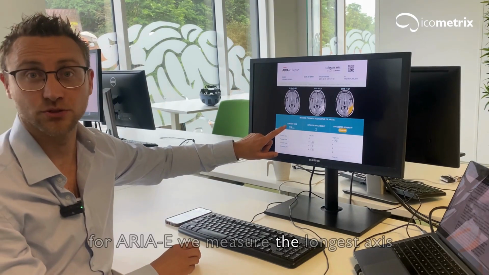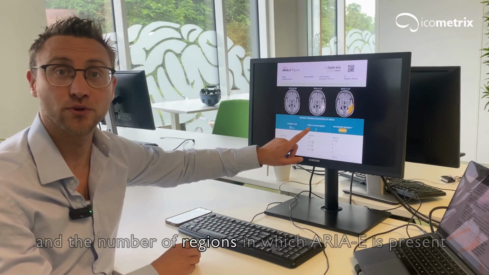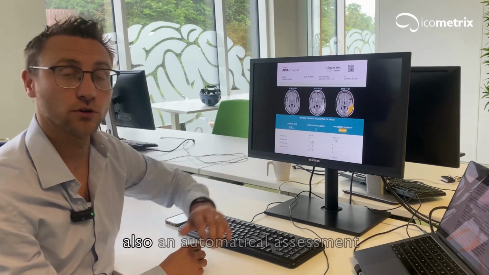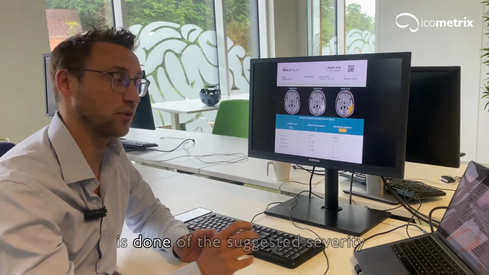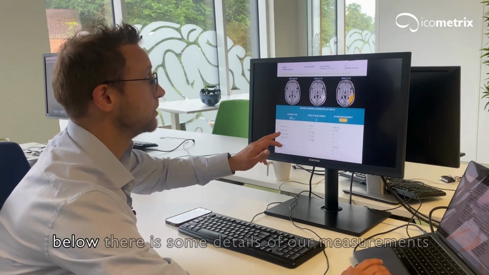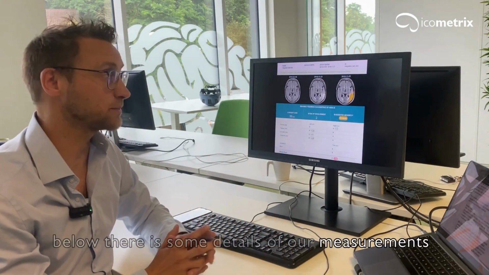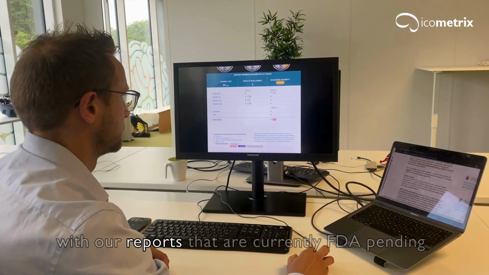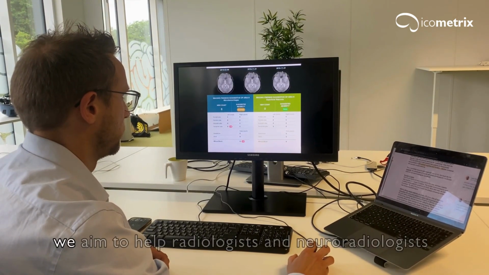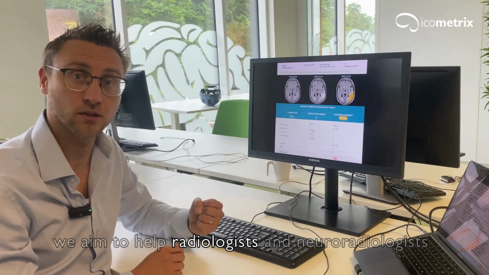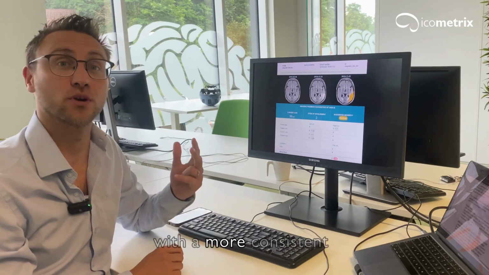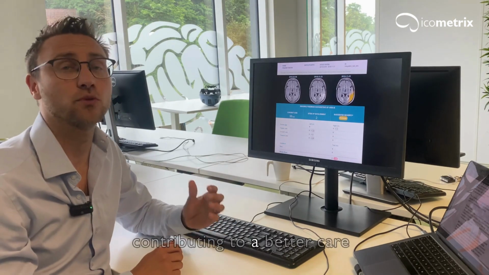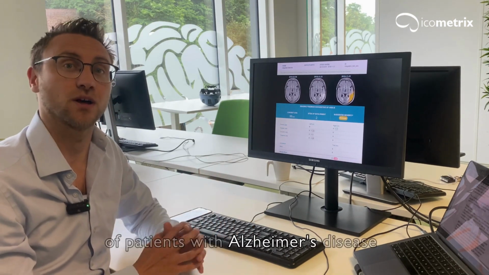For ARIA-E, we measure the longest axis and the number of regions in which ARIA-E is present. And based on those 2 parameters, an automatic assessment is also done of the suggested severity. Below there are some details of our measurements, together also with the volumetric changes. With our reports that are currently FDA pending, we aim to help radiologists and neuroradiologists with a more consistent and more accurate assessment of ARIA, contributing to better care of patients with Alzheimer's disease.